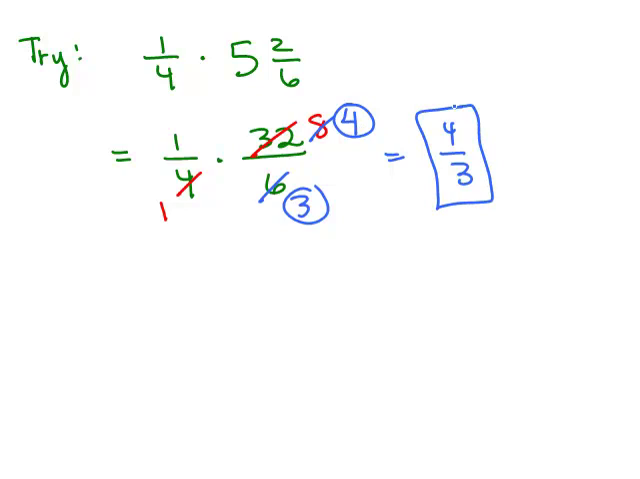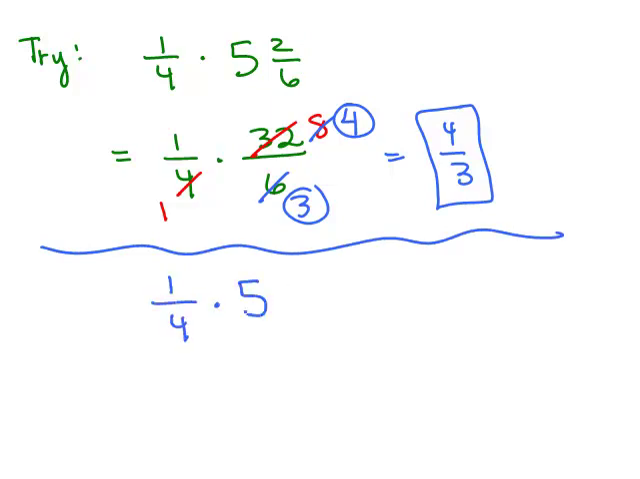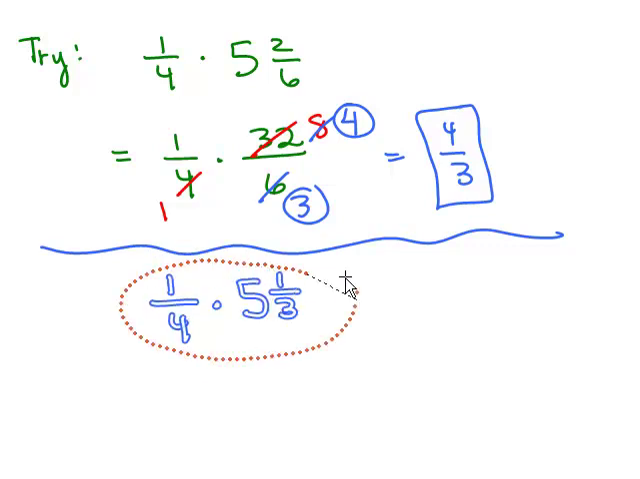Now, look at this problem. I had 1/4 times 5 and 2/6. What you might have noticed is 2/6 was not reduced in the first place. So, if you would have noticed that, you could have rewritten the problem first as 5 1/3, reduce it, and then change the 5 1/3 to an improper fraction. There would be less canceling at the end.